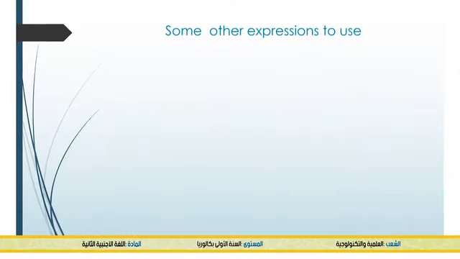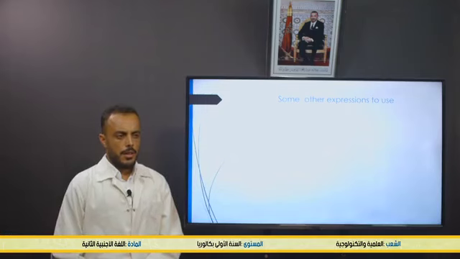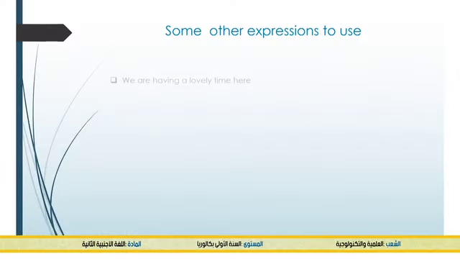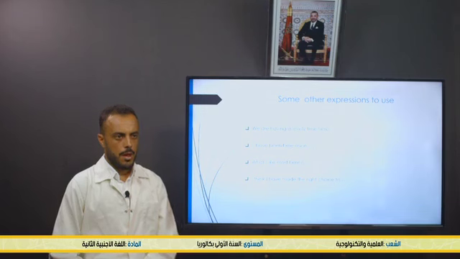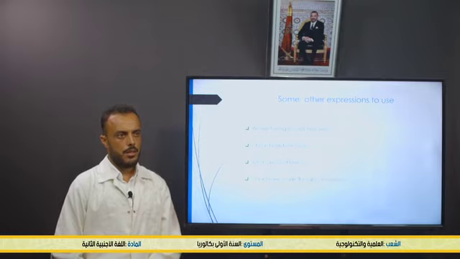So here are some other expressions you may probably need in writing your postcard. We are having a lovely time here. When you describe, you need some expressions to show the great moments you're living. So you can use, we are having a lovely time here. Or, I have been here since. Here, you talk about time. Very good. What I like most here is, and I think I have made the right choice too, because you're happy of your choice. Very good.